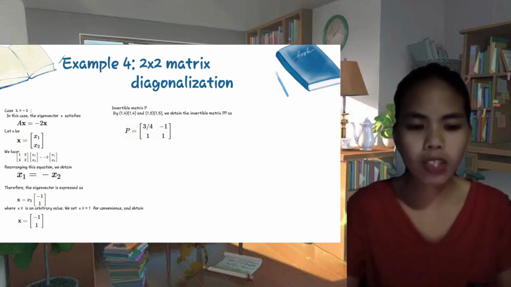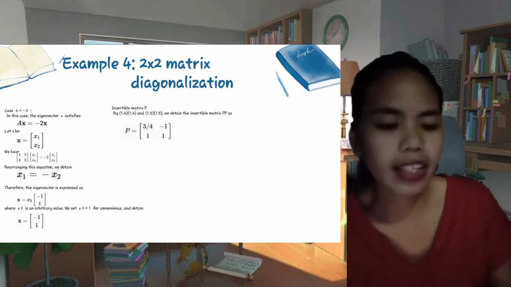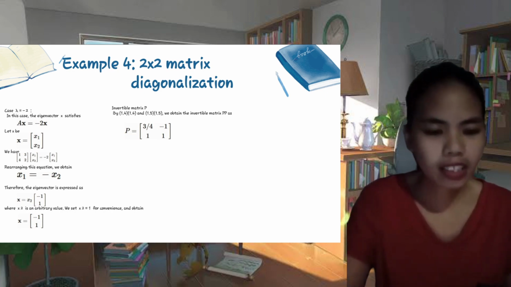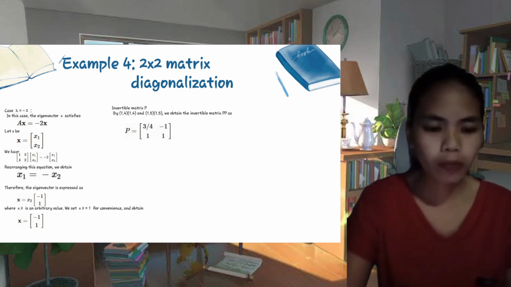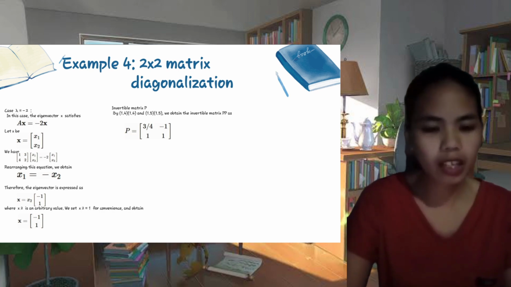Case A: lambda equals -2. In this case, the eigenvector x satisfies Ax equals -2x. Let x equal (x sub 1, x sub 2). We have the matrix with rows 1/4 and 3/2 times (x sub 1, x sub 2) equals -2 times (x sub 1, x sub 2).